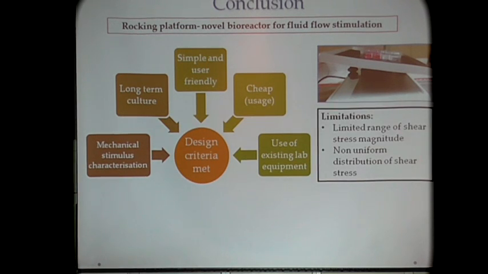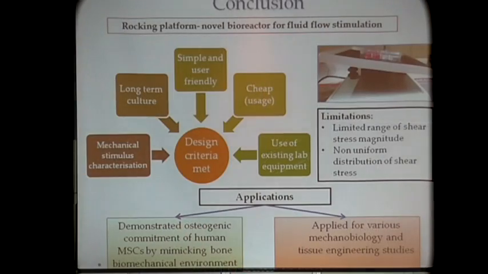It poses some limitations, in that the shear stress range magnitude was physiological and the distribution non-homogeneous, but even under these circumstances, I was able to show that the stem cells differentiated into bone cells. Moreover, this system can be applied for any other tissue engineering applications and mechanobiology studies.